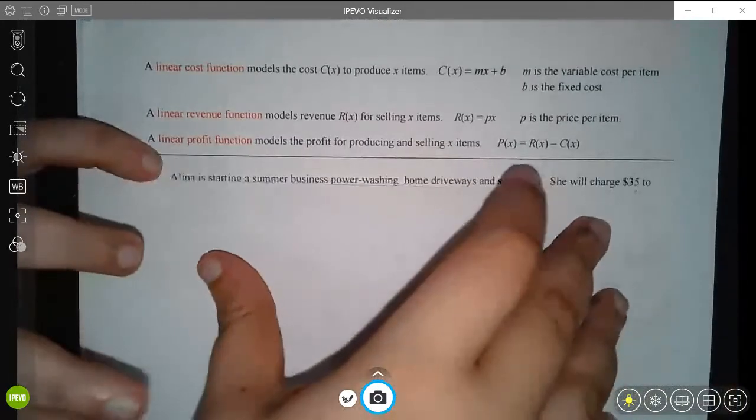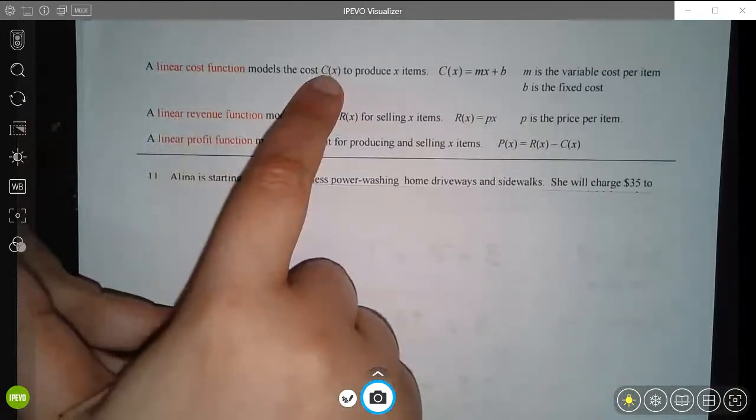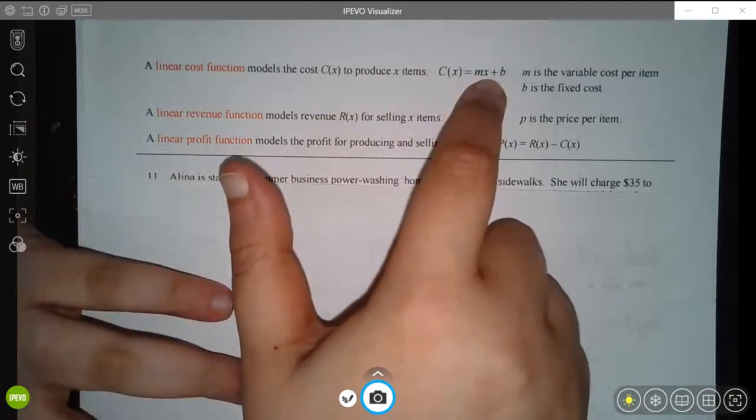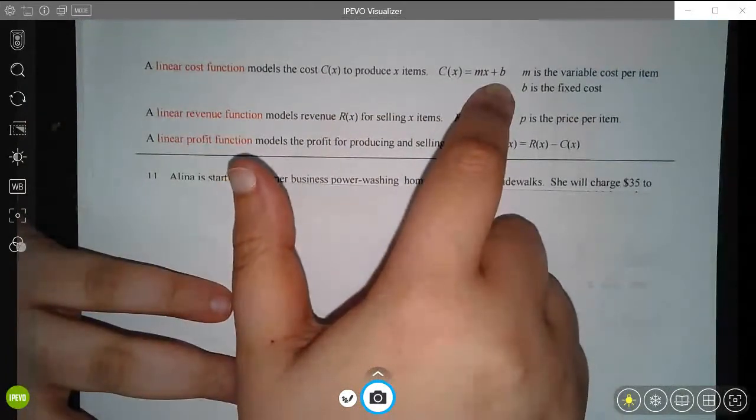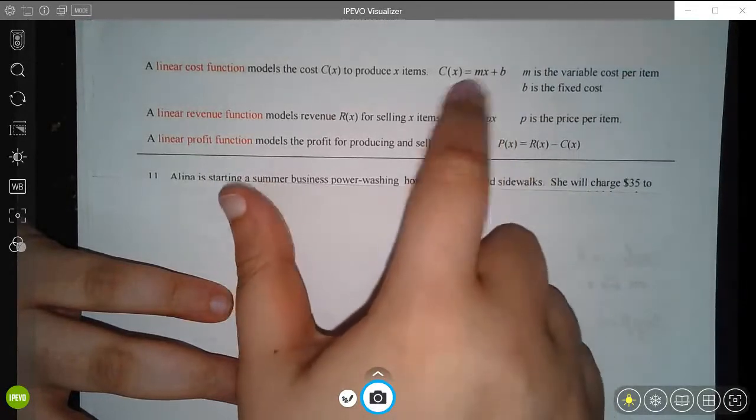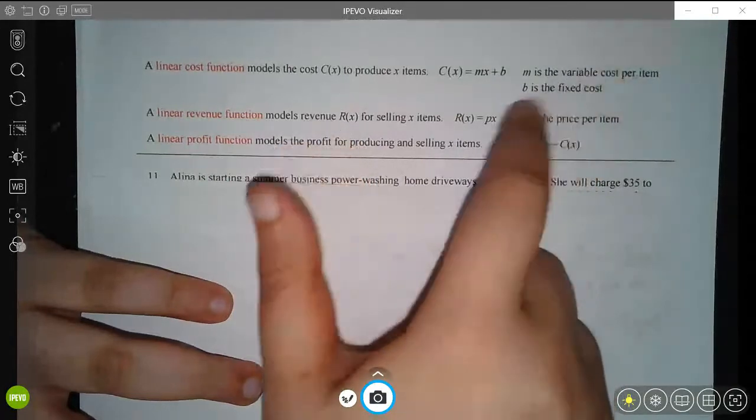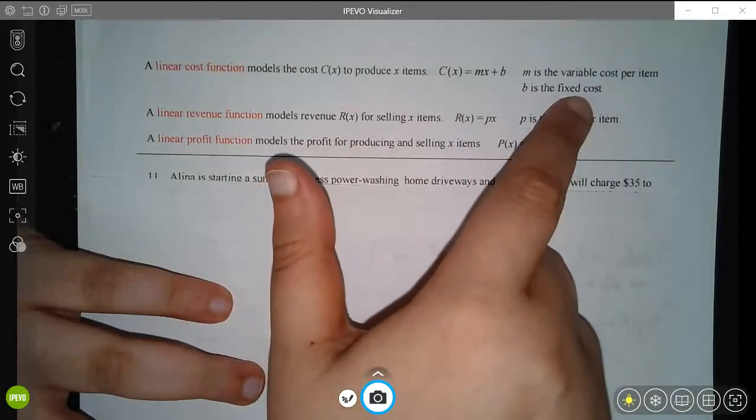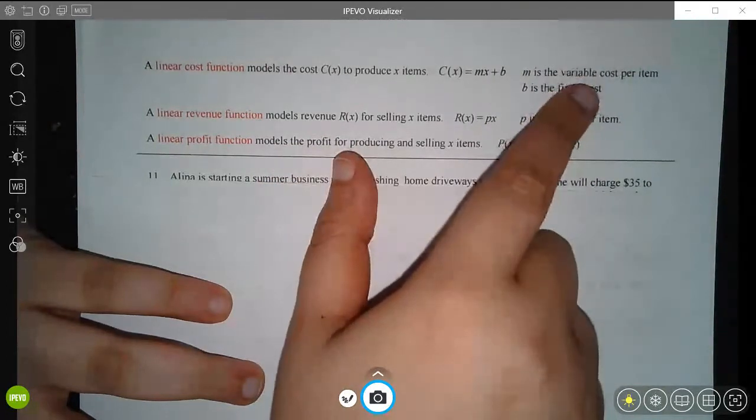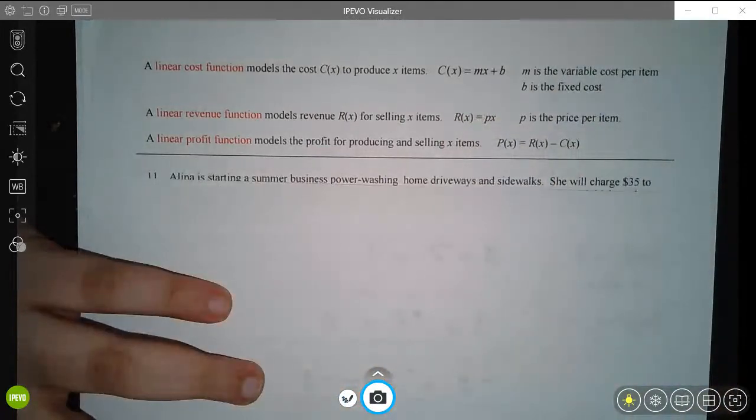here. So we have what we call a linear cost function, C of x, yes? And this linear cost function has the exact same formula as mx plus b, right? This is the slope-intercept form. Now, this one has the m being the variable cost per item, and b is the fixed cost, yes? So this is the number that doesn't change. And this is how much they change per item, therefore the slope, average rate of change, yes?